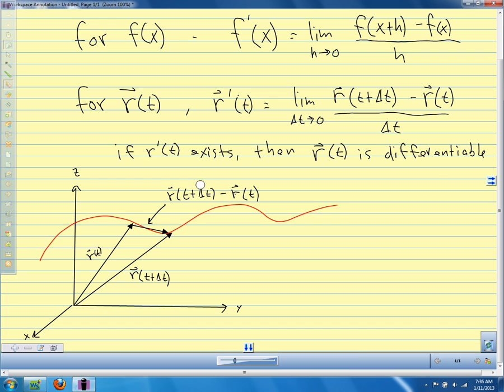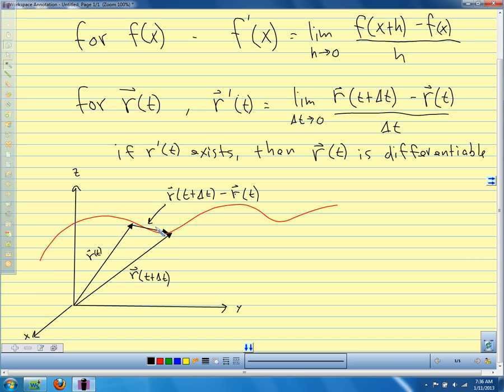And as we make this delta t, this small change in our parameter, if we take the limit as that approaches 0, we're going to get the derivative r prime of t at time t. So we're just making the time smaller and smaller and smaller. Eventually we get r prime of t at time t.